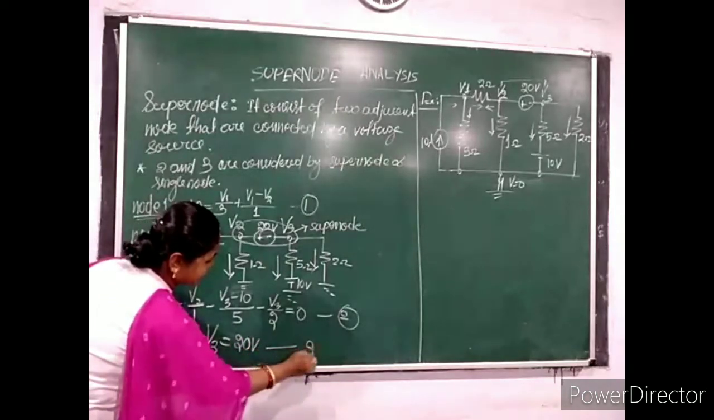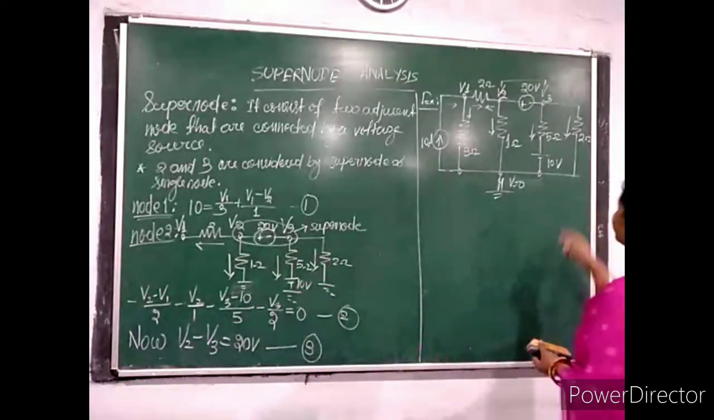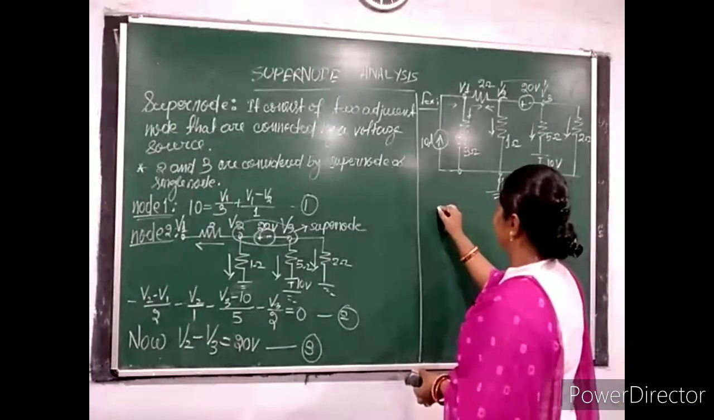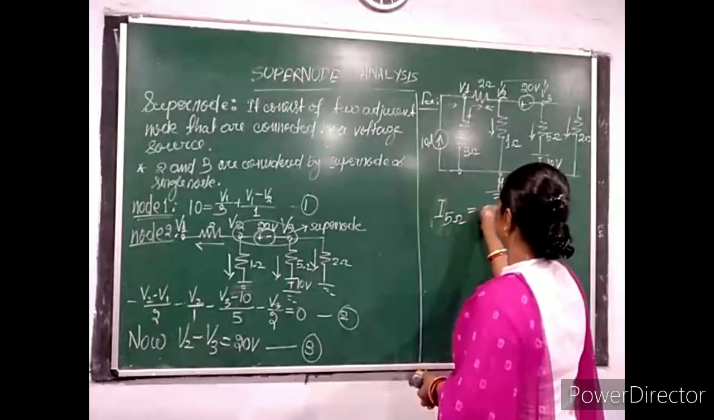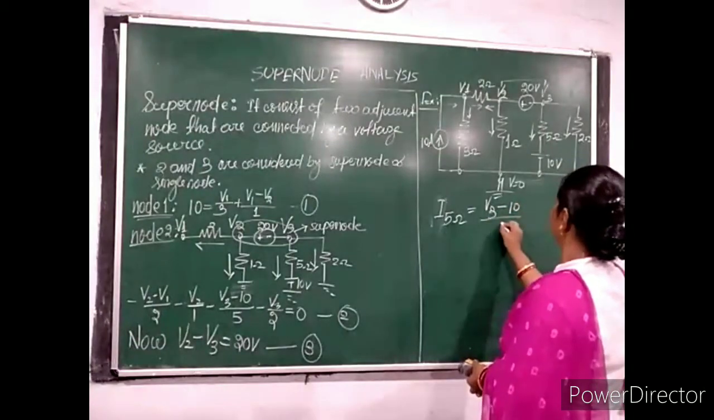Take it as equation 3. Clear? Now after solving this, suppose my question is to find current flowing through 5 ohm resistor. In this example circuit, suppose my question is to find current flowing through 5 ohm resistor. So current flowing through 5 ohm resistor is (V3 minus 10) by 5.